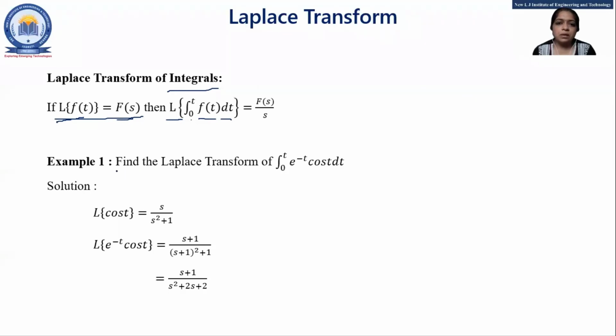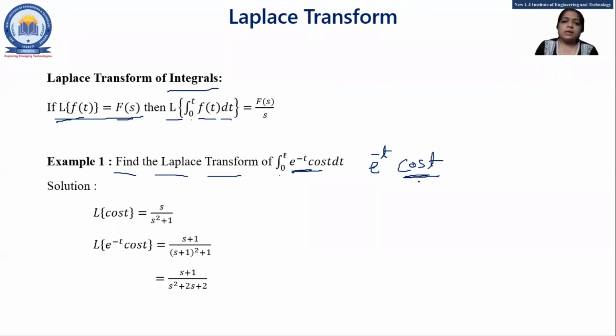Let's start the example. Find the Laplace transform of integral 0 to t e raised to minus t cos t dt, right? See, here the integral limits are 0 to t. So for solving this kind of example, first we have to find the Laplace of the function of t. Here our function of t is e raised to minus t cos t. To solve this, first we have to find the Laplace of cos t only.